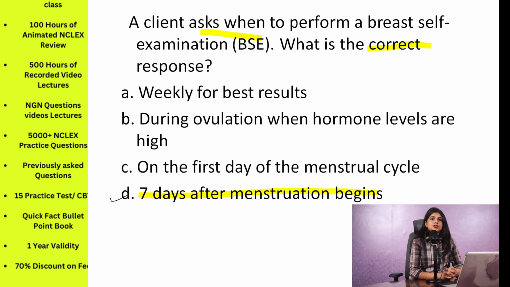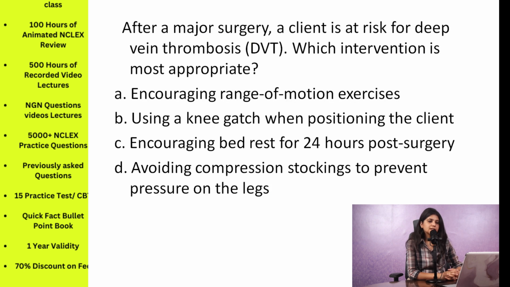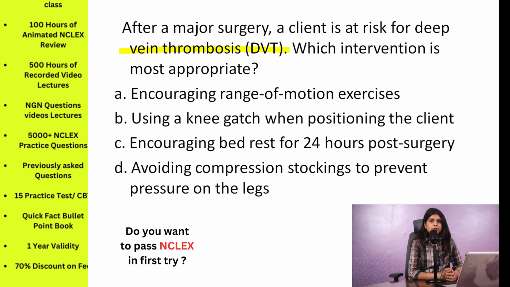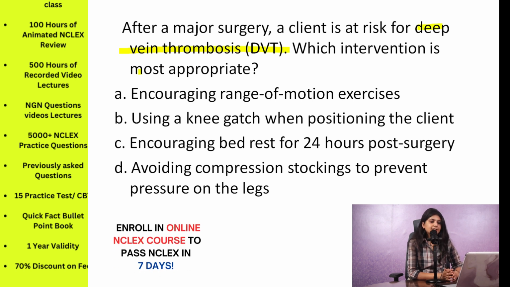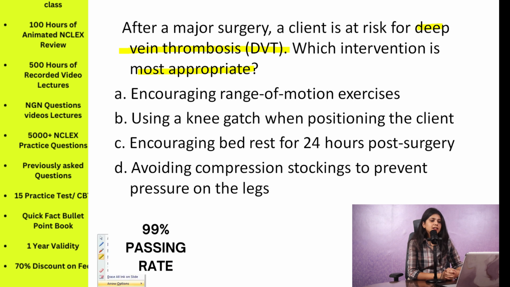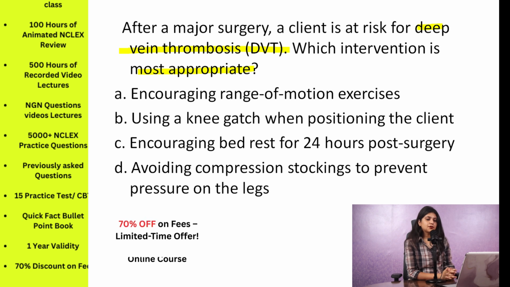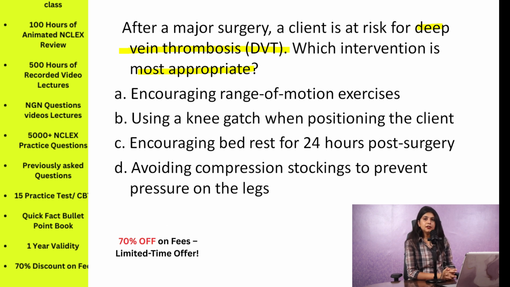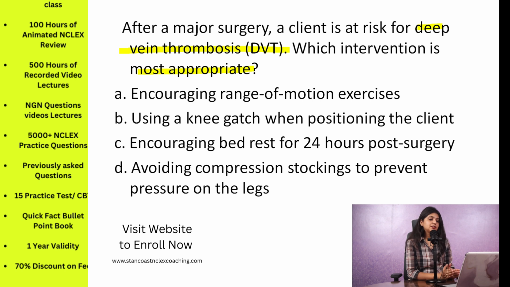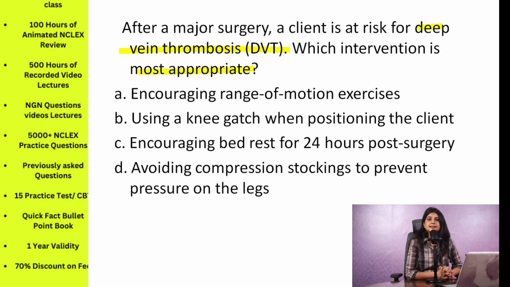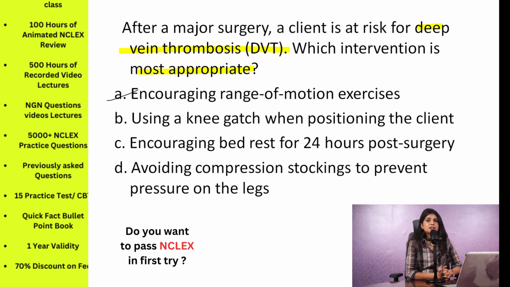Let's tackle another question. After a major surgery, a client is at risk for deep vein thrombosis, DVT. Which intervention is most appropriate? A. Encouraging range of motion exercises. B. Using a knee gatch when positioning the client. C. Encouraging bed rest for 24 hours post-surgery. D. Avoiding compression stockings to prevent pressure on the legs. Answer. A. Rationale. Range of motion exercises help prevent DVT by promoting blood circulation.